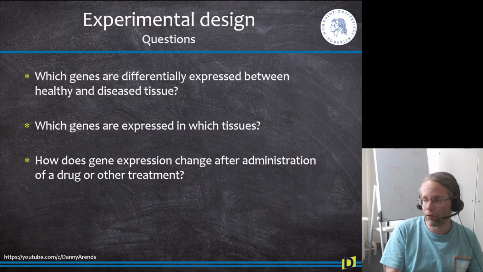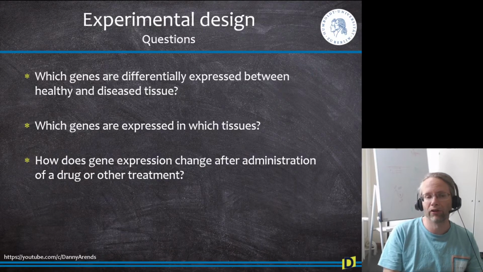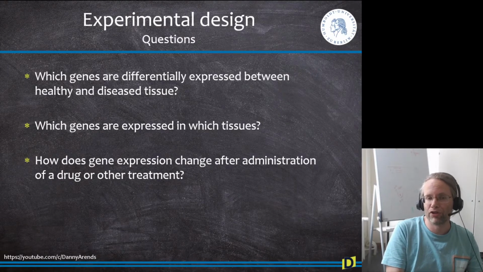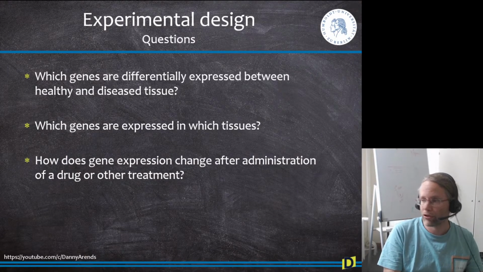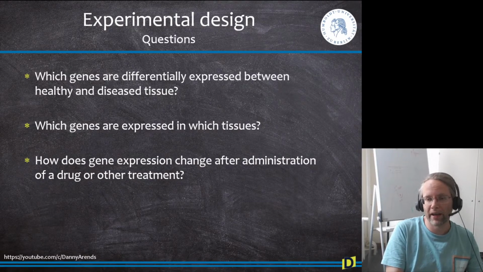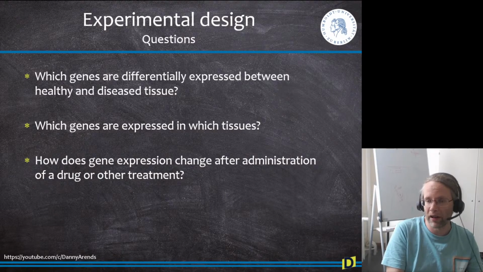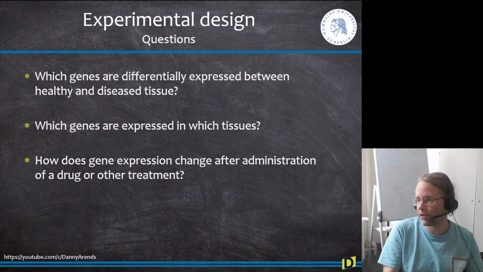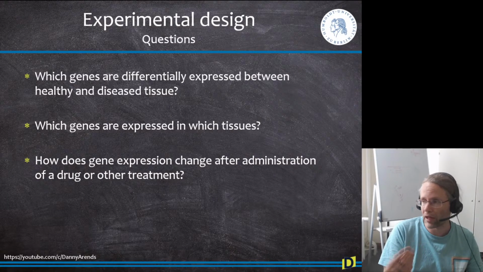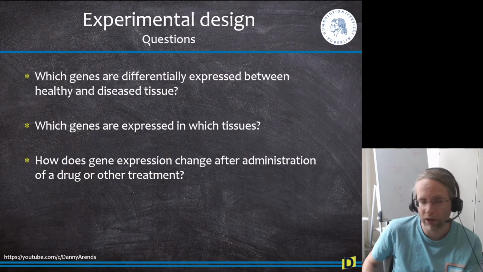We can also, for example, want to do tissue profiling. So we can also ask the question, which genes are expressed in which tissue? Can we find like 10 genes, and by measuring these 10 genes, we can figure out if the tissue that we're looking at is liver, or if it's lung, or if it's brain, or if it's heart tissue, right? Because that might be a question that is interesting.